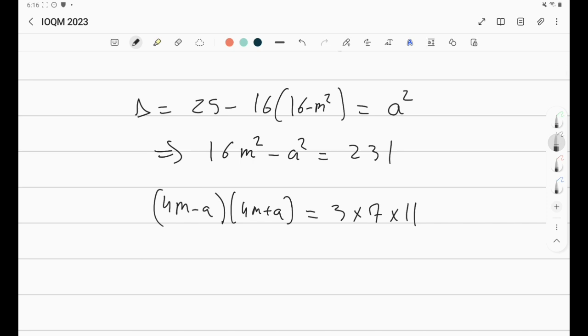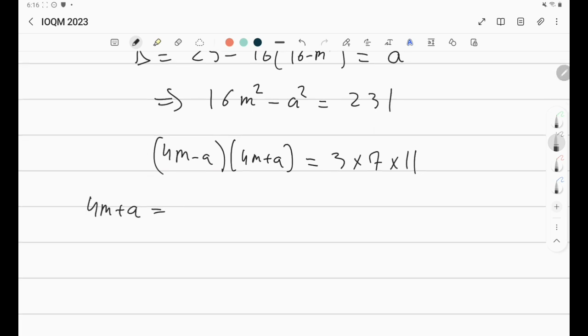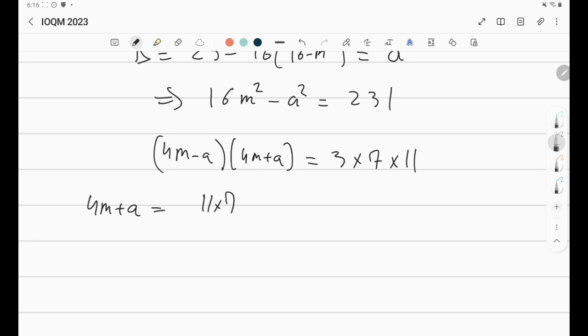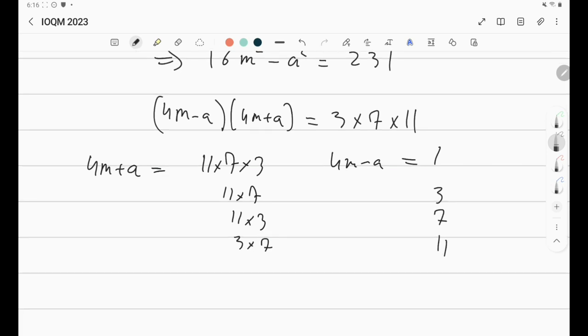So 4m plus a is one of these cases: 11 times 7 times 3, and 7 times 11, and 11 times 3, and 3 times 7. And for m minus a it's just the complementary, so 1, 3, 7, and 11, and you will just get that 8m.